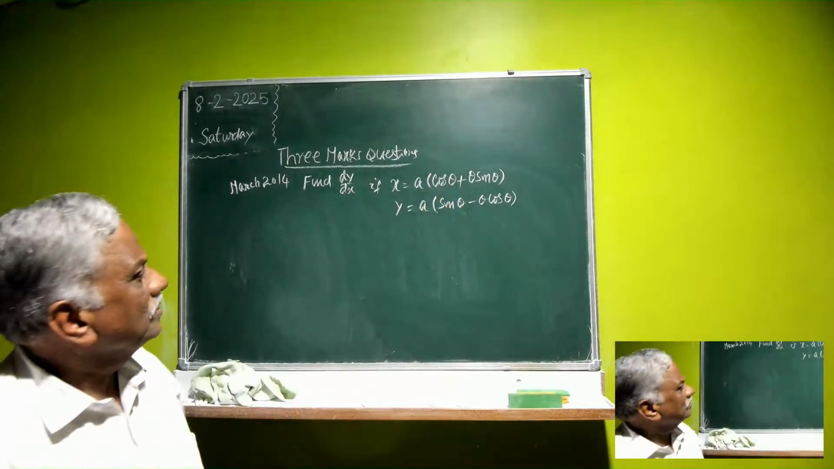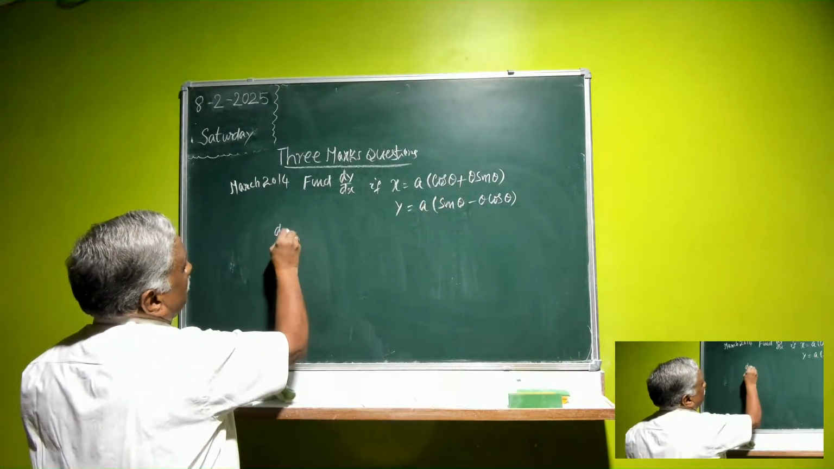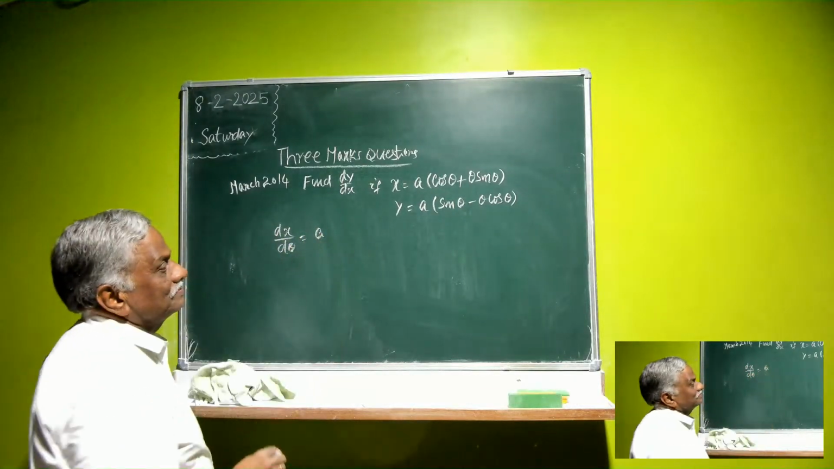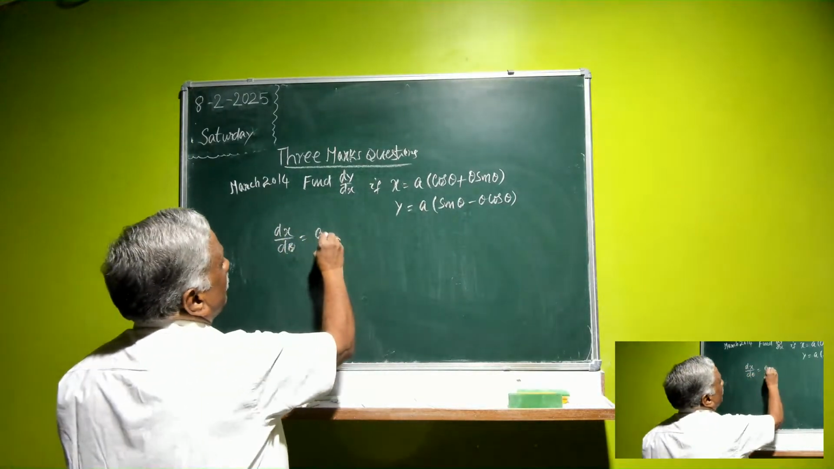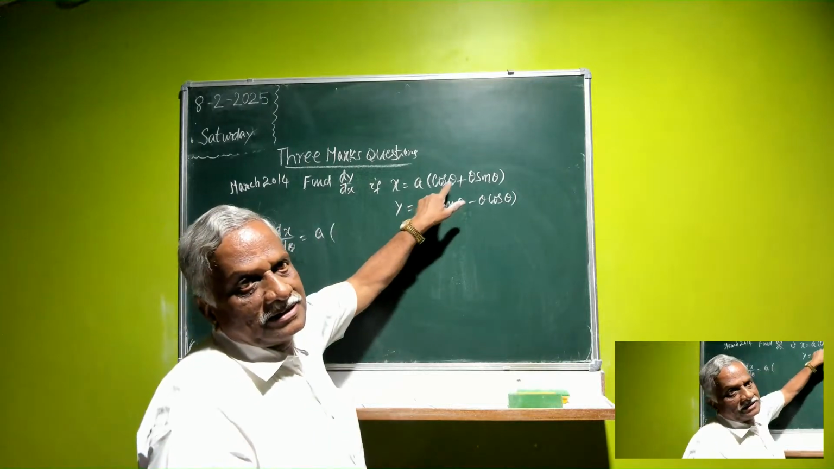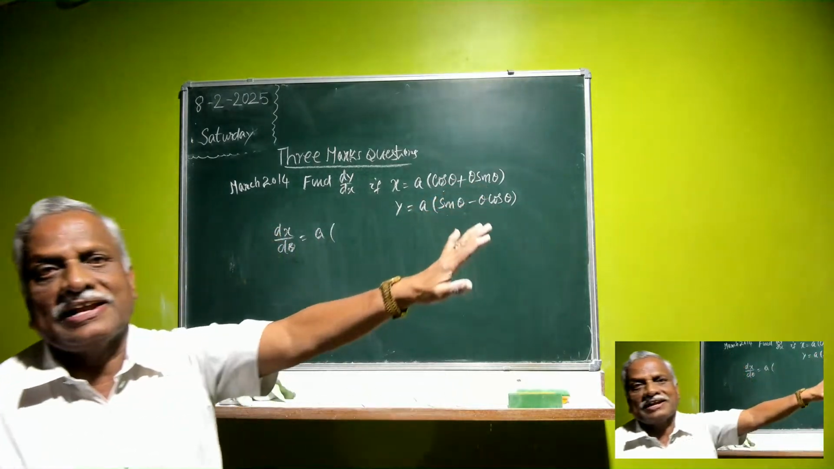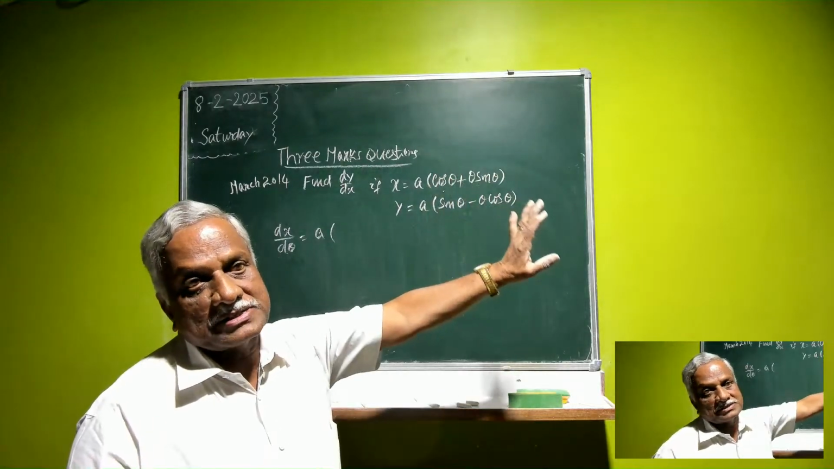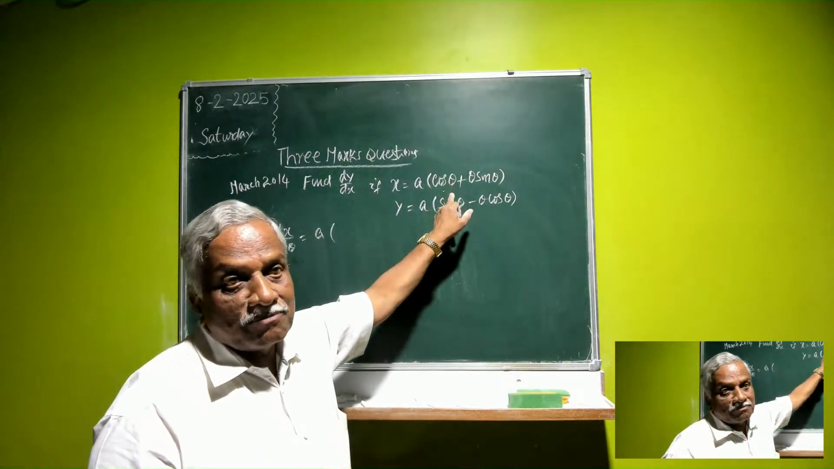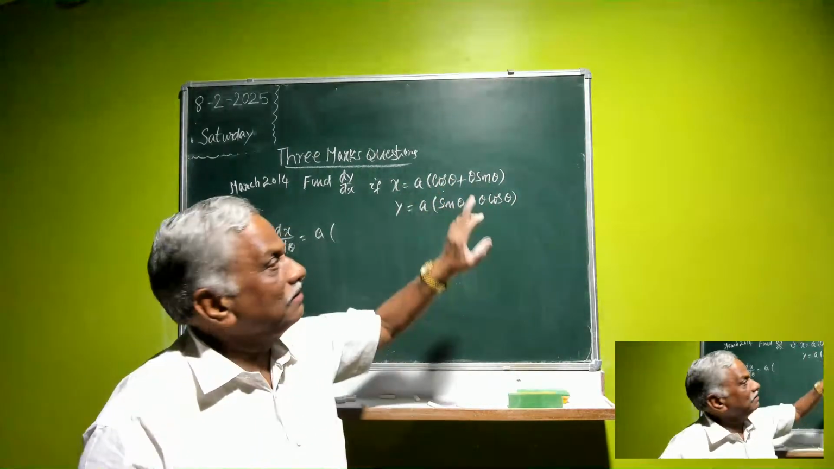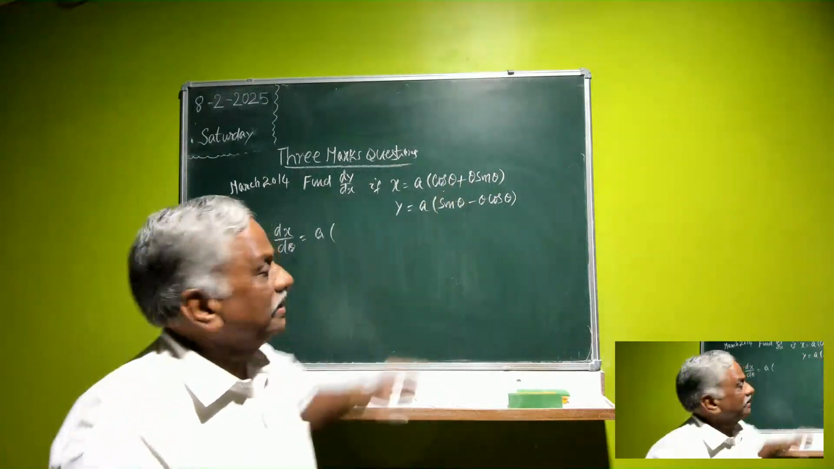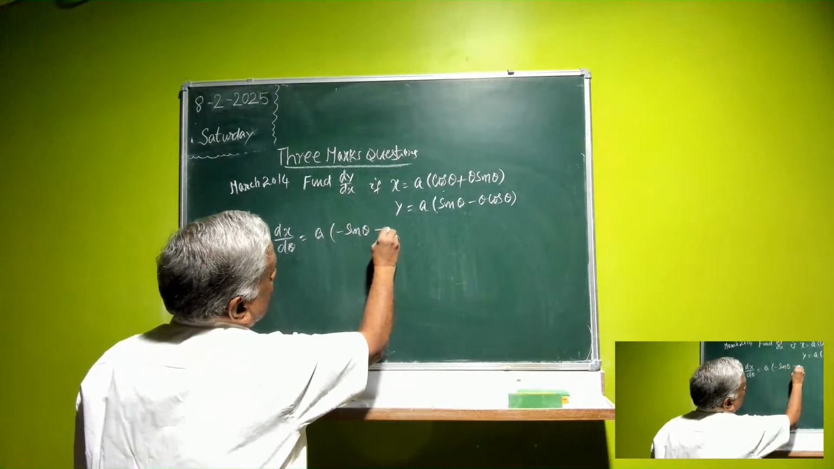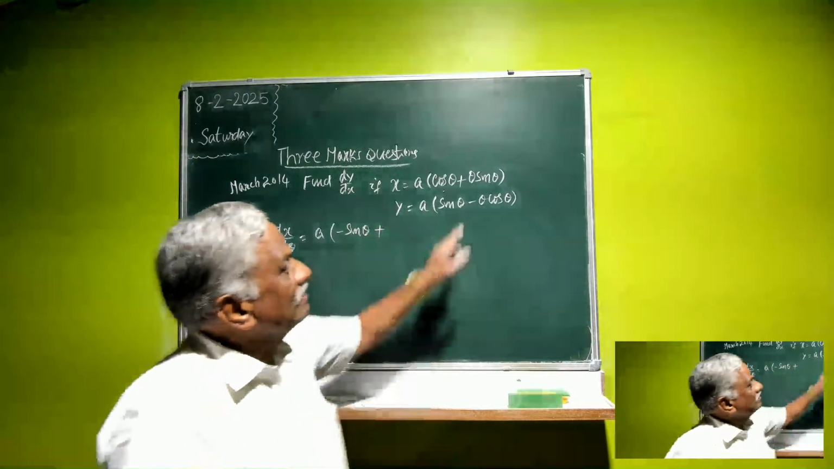Procedure is the same. So when I differentiate, dx by d theta, a is a constant. Now I must differentiate cos theta plus theta sin theta. The moment you look at the problem, it is very clear: addition rule. In addition rule, I will concentrate on the first term. Till I complete this, I will not look at that. I will first concentrate on cos theta. I know it is minus sin theta. There is a plus sign, I write that. Now I look at this.